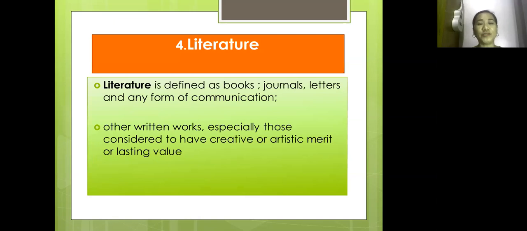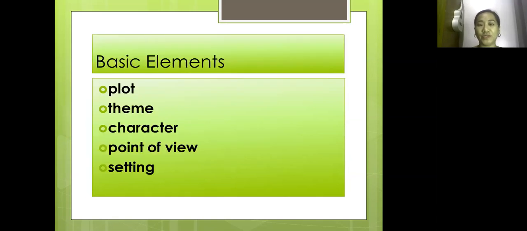So the fourth one is literature. Literature is defined as books, journals, letters, and any form of communication, either written works, especially those considered of creative or artistic merit, are valued as literature. And then the basic elements for literature are the plot and character, point of view, and setting. You are familiar with these because these are the elements found in your short stories and novels. So you have your theme, you have your plot, your character, your antagonist and protagonist, point of view. And the point of view could be the point of view of the reader, the point of view of the writer, or in different perspectives. And setting, of course, when you make a story, there's always the setting.